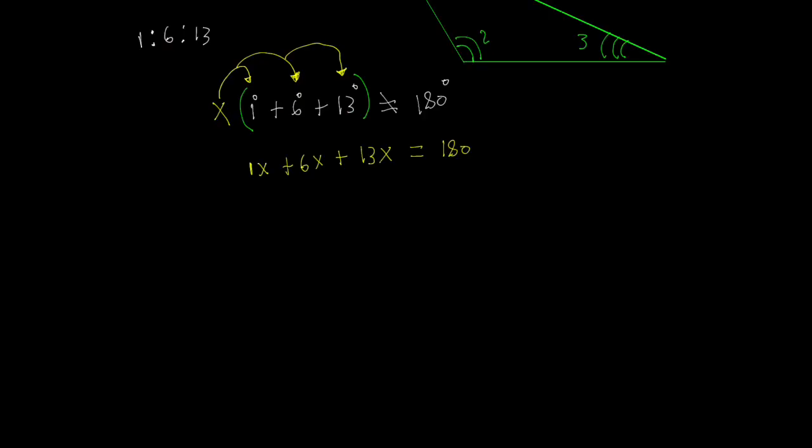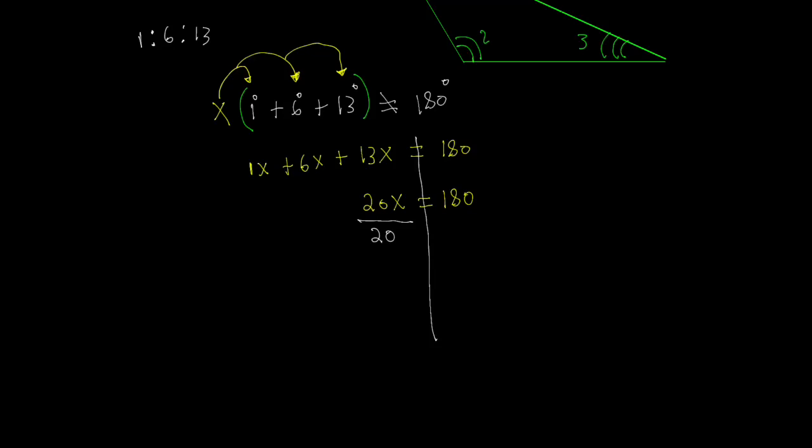And now here, let's distinguish the left-hand side from the right-hand side. Here we can see that they're all common terms. So 1 plus 6 is 7, and then 7 plus 13, that gives us a total of 20 x's. And this is equal to 180. We want to isolate x, so we have to eliminate the 20 by doing the inverse operation. And here, this is 20 times x. The inverse of multiplication is division, so we're going to divide by 20.